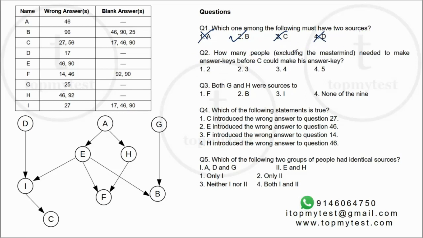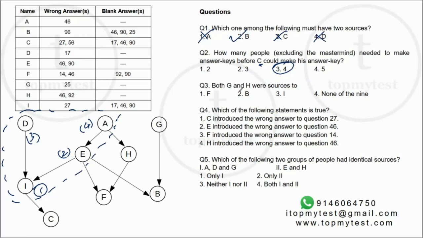Question number 2. How many people, excluding the mastermind, needed to make the answer key before C? So before C can make it, how many people will have to make theirs? Now, for C to get the answer key, you need I. That's one person. For I to get the answer key, you need E making the answer key and D making the answer key. Plus, for E to make the answer key, A has to make the answer key. So there are 4 people who need to complete their answer key. If these 4 people make their answer key, then C can mark his answers. So option 3 will be your correct choice.